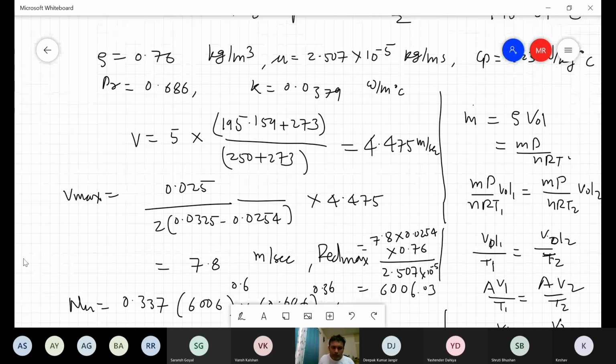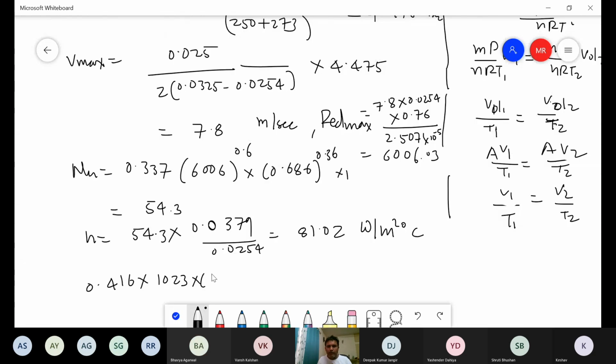Excuse me, sir. Yes, please go ahead. Sir, in mass flow rate, we use the previous value of density. For calculating mass flow rate, we use 0.66 as density. Yes, yes.